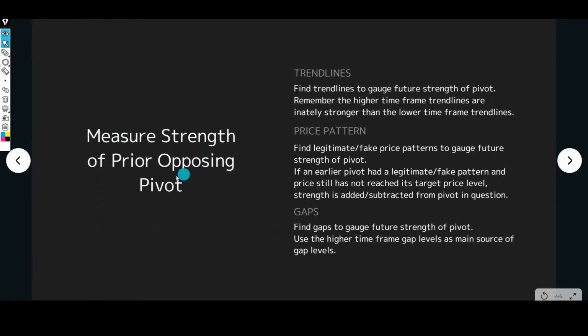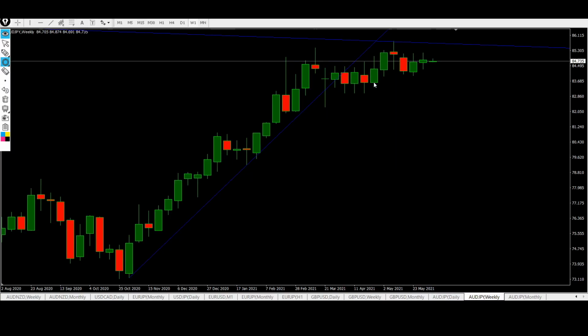Okay, measure the strength of the prior opposing pivot. We're basically going to repeat what we just did, but now we're going to do it for the prior pivot. First we'll go through trend lines again. Find trend lines to gauge the future strength of the pivot. Remember, the higher time frame trend lines are innately stronger than the lower time frame trend lines. All right, so on this weekly chart, in order to know the true future short strength of this pivot right here, we're now going to find out the future long strength of the prior opposing pivot, which is right here. We'll start off with trend lines, so let's go over to the monthly chart.